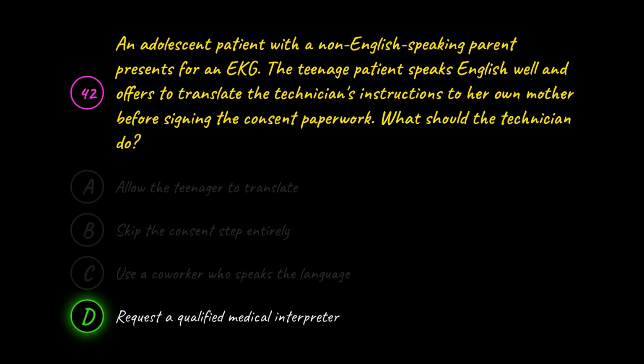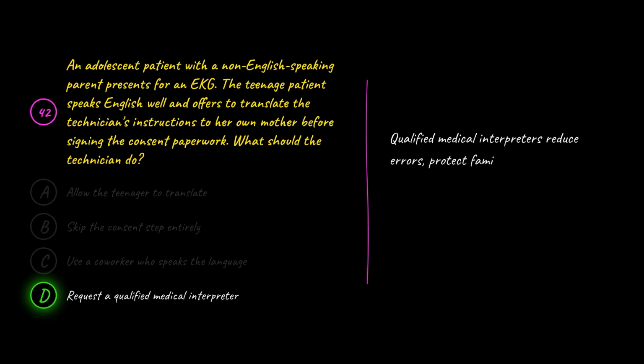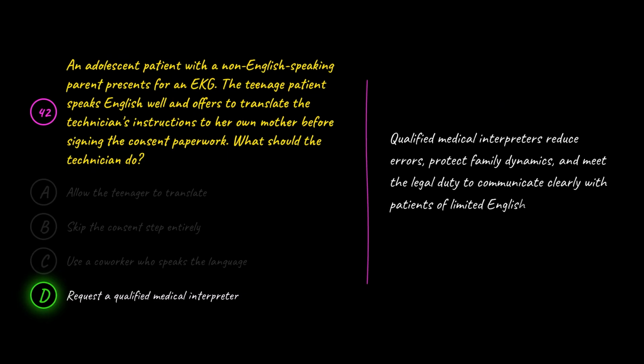The correct answer is D. Request a qualified medical interpreter. D is correct because qualified medical interpreters reduce errors, protect family dynamics, and meet the legal duty to communicate clearly with patients of limited English proficiency. A family member, especially a child, is generally avoided when accuracy and impartiality matter.